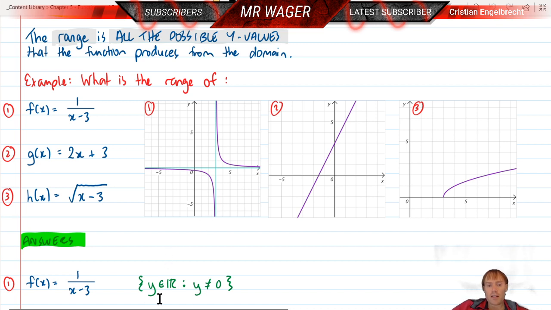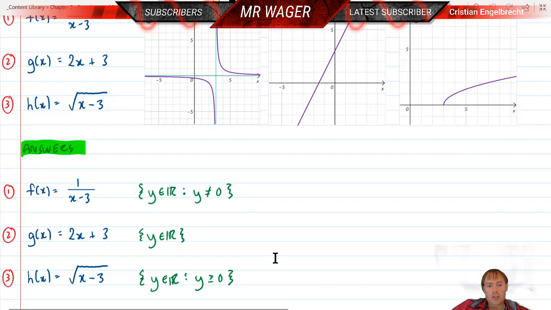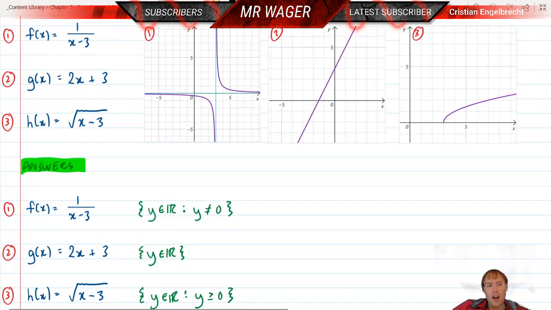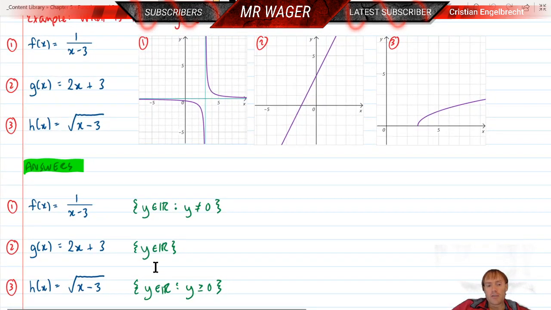So the way we write that is that y can be any number except 0. That's the restriction. This function here, the linear one, y can be any graph in here. There's no restriction whatsoever. So we write that by saying the range for this one is y belongs to all real numbers.